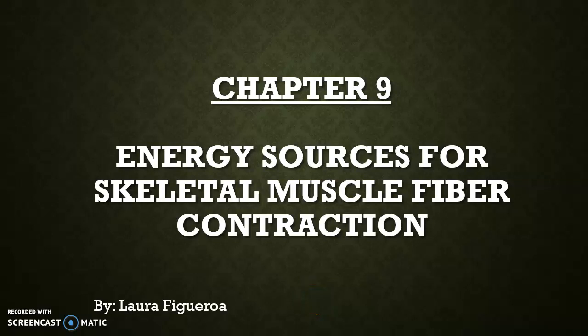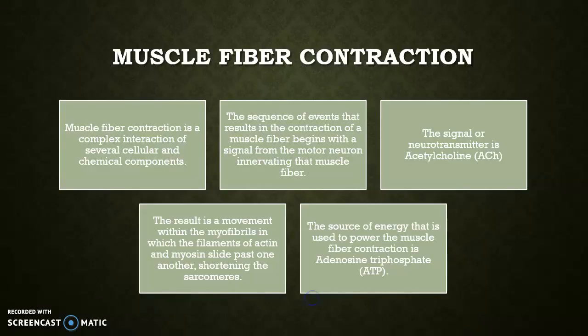This is Chapter 9, Listing Energy Sources for Skeletal Muscle Fiber Contraction. Muscle fiber contraction is a complex interaction of several cellular and chemical components. The sequence of events that results in the contraction of a muscle fiber begins with a signal from the motor neuron innervating that muscle fiber. The signal or neurotransmitter is acetylcholine, or ACh.